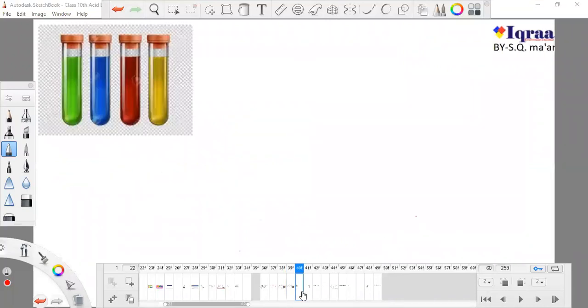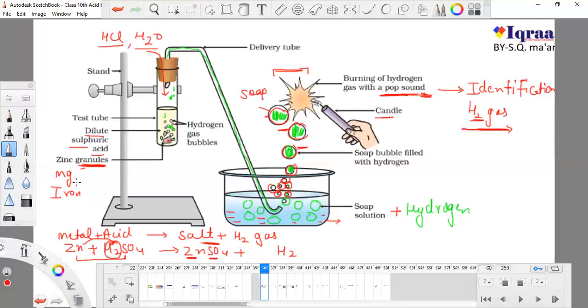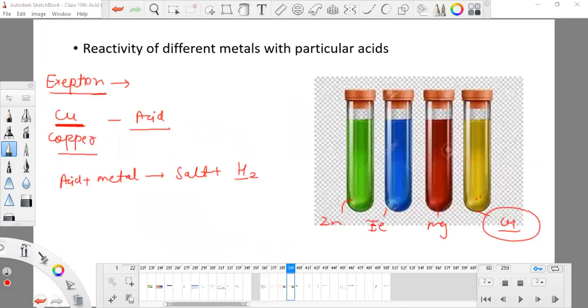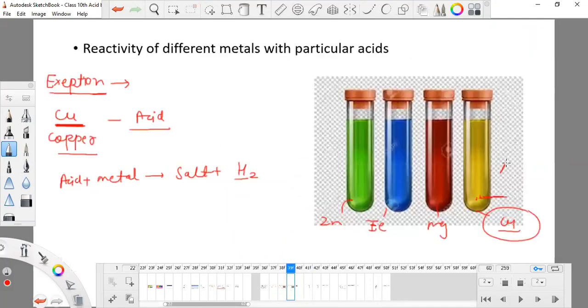Look, magnesium reacts more vigorously. It will produce hydrogen very vigorously in this same experiment we are doing. Here I can use magnesium, iron, copper, whatever I want. Zinc and magnesium will work more vigorously, meaning they produce hydrogen very quickly. It is very eager to produce hydrogen. Zinc reacts a bit slowly, iron reacts very slowly, and copper does not react at all. Copper will not produce anything. There will be no reaction.